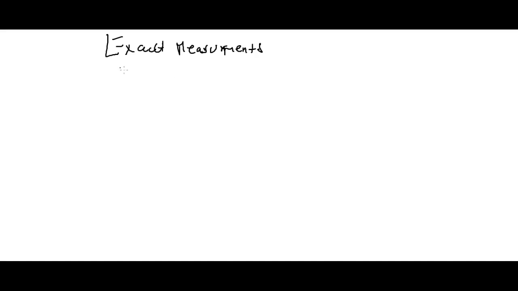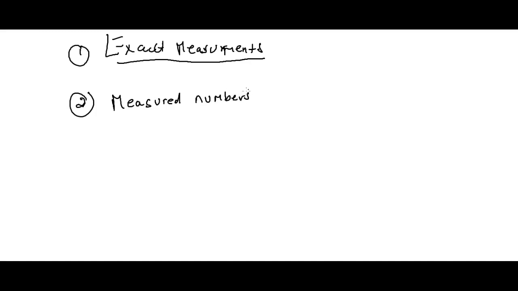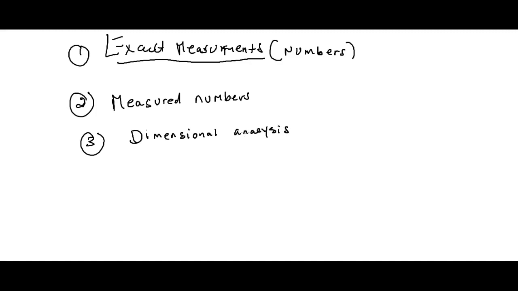I'm sorry for my handwriting here, it's not that perfect. And then the second type of measurement discussed is measured numbers, and exact numbers. So instead of saying measurement, I will say exact numbers. We're going to discuss these two kinds of numbers, and later on we're going to see dimensional analysis, and how we convert from one unit to the others. These are the three things that we're going to discuss in this video.